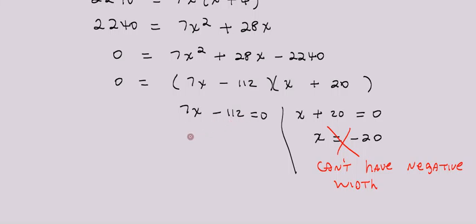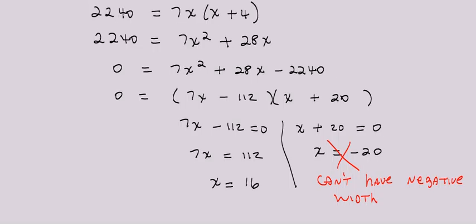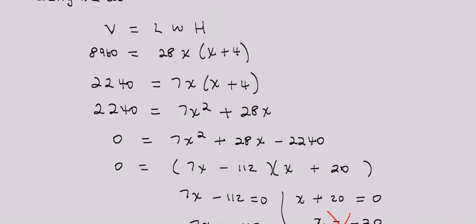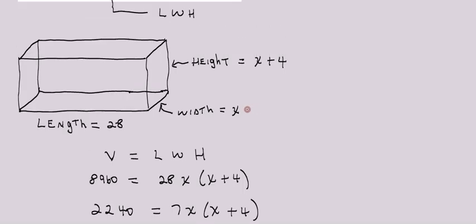In this case, the next one we add 112 to both sides, divide both sides by 7, and we get x is equal to 16. So again, we said that x was the width. So we know that the width of this thing is 16, and the height is 16 plus 4, so the height is 20, and these were inches, I believe.